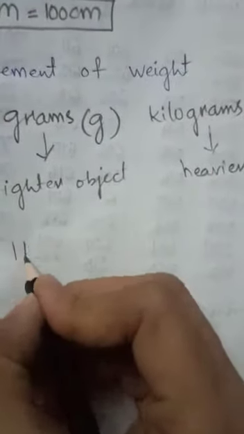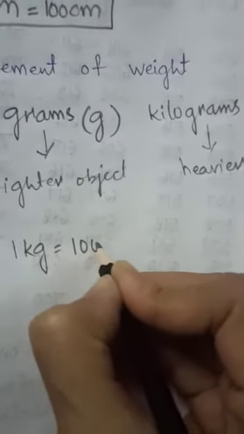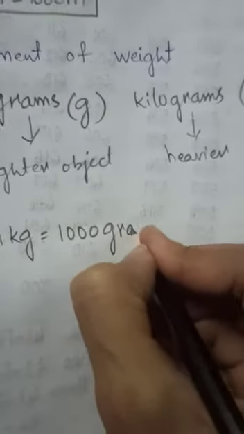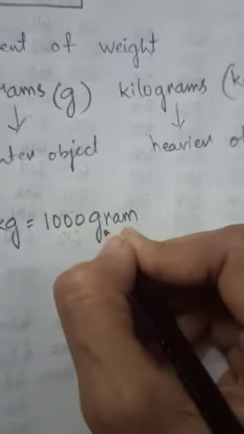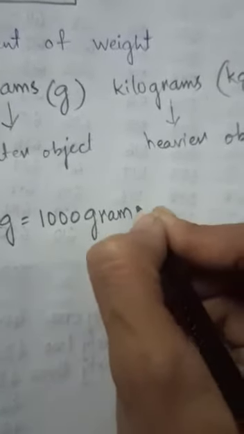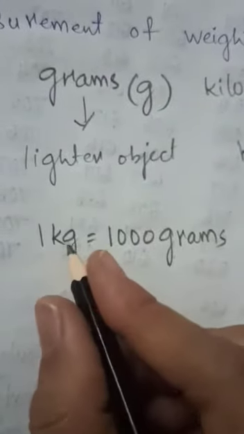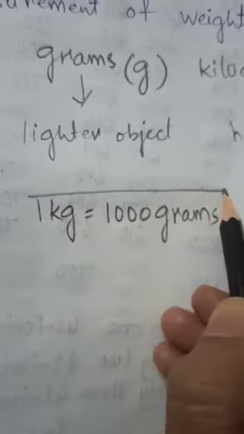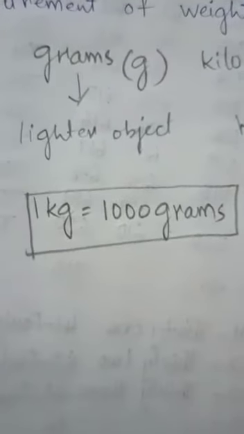and 1 kilogram is equal to 1000 grams. You can write kilograms in short form also. So 1 kilogram is equal to 1000 grams. Okay, now.